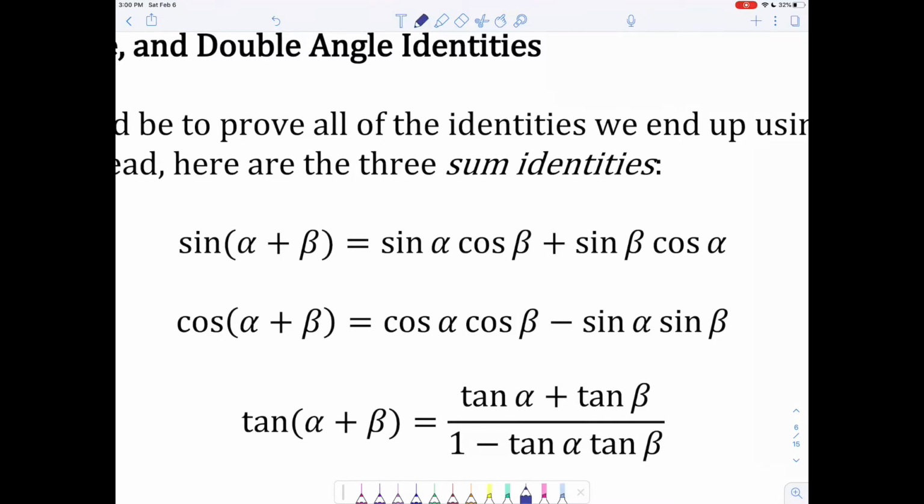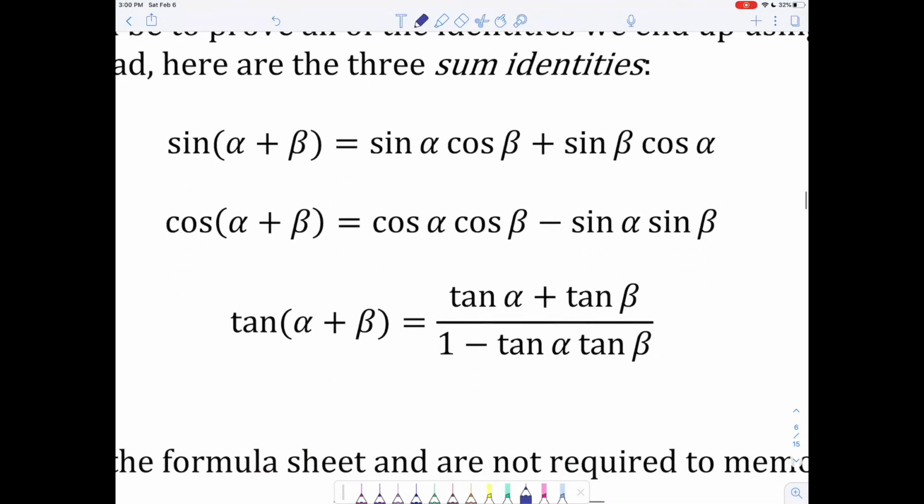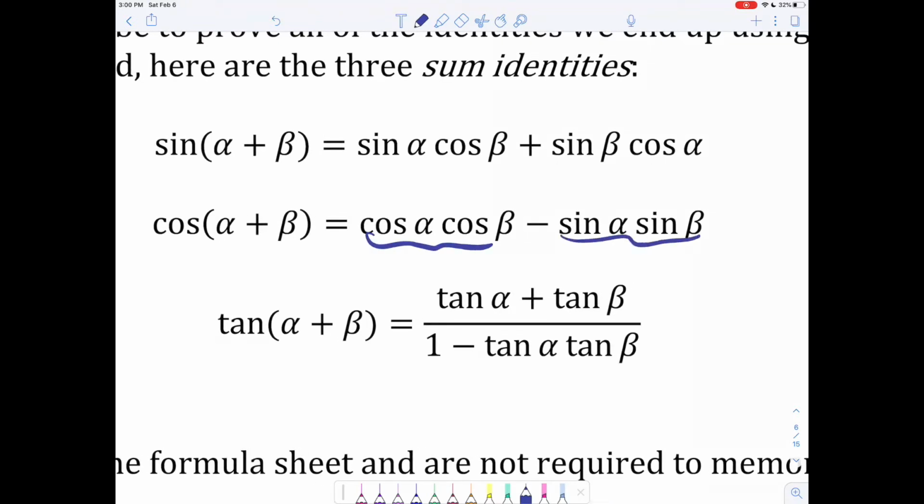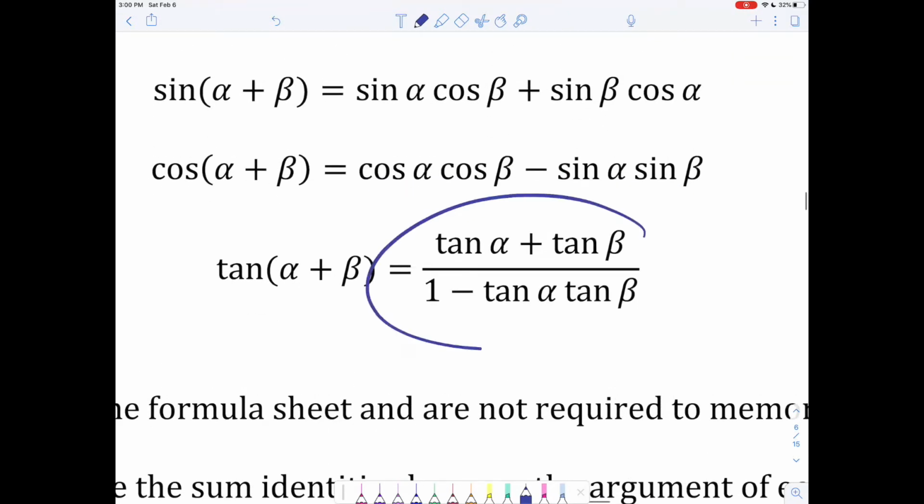Cosine of alpha plus beta is kind of similar-ish, but now we've got the cosines together and the sines together. So cos first and sine second. This one involves a minus. And then the tan of alpha plus beta is this behemoth right here. A little bit of a doozy, but there it is.